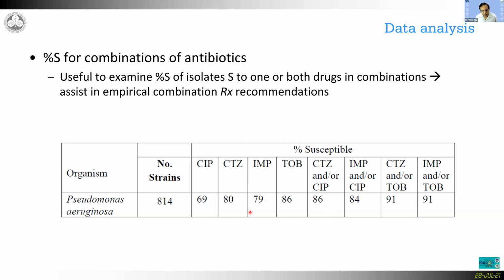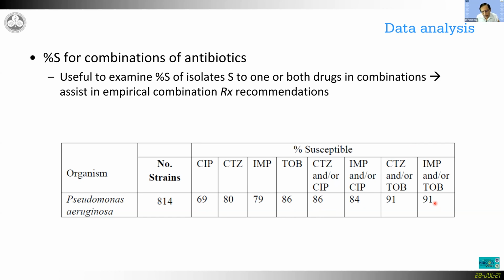Now, truly speaking, individually cipro and ceftazidime are 69 and 80, but 86% of the isolates are susceptible to either ceftazidime or ciprofloxacin, and/or. Similarly, imipenem and/or ciprofloxacin is 84, ceftazidime and/or tobramycin is 91, imipenem and/or tobramycin is 91. So this type of combination can be arrived at if you have the line listings.